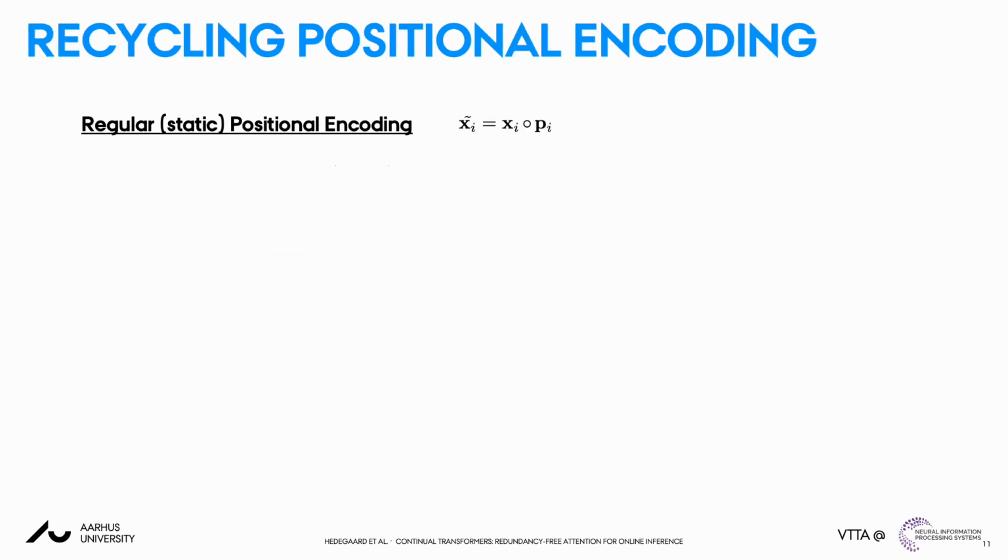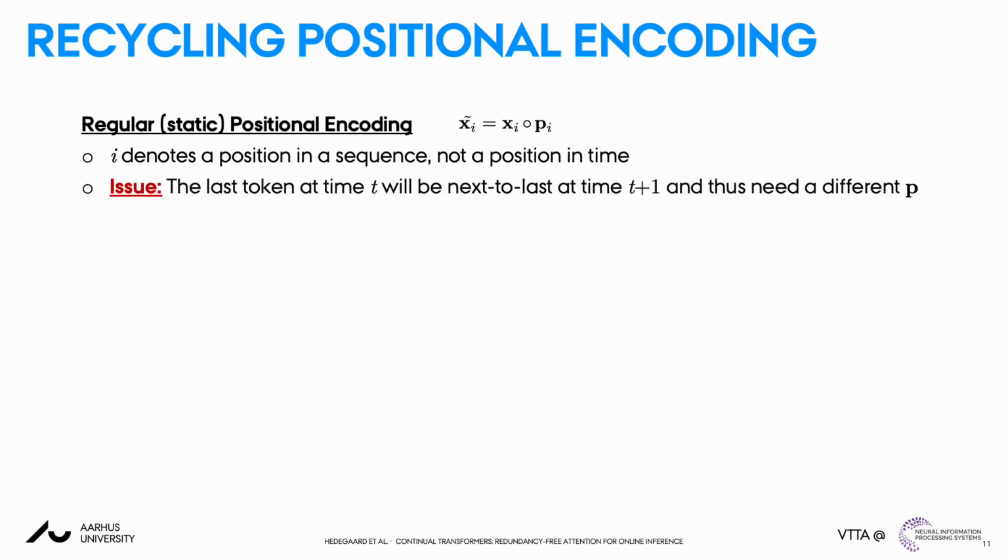Since a transformer encoder does not provide positional bias, it is common to augment a token x_i with a positional encoding p_i. However, for regular transformers, the index i denotes a position in a sequence rather than a position in time. This poses an issue, since the last token at time t will be the next to last at time t+1 and thus in need of a different positional encoding. In effect, this means that each new input token step also changes the positional encoding of prior steps.